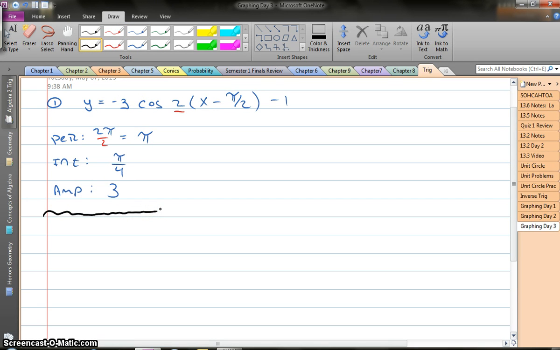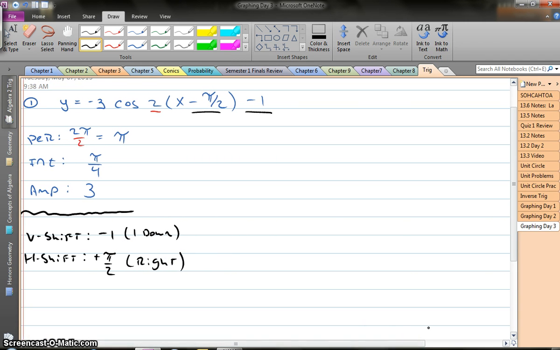All right, then we have my vertical shift. My vertical shift is what's in back here. So that's -1, which means I'm going 1 down off of my original graph. And my horizontal shift is opposite inside, so this is plus pi over 2, which means I'm going right. We're not sure how much yet, or we are, but let's take a look at our graph and our scale before we make that decision.